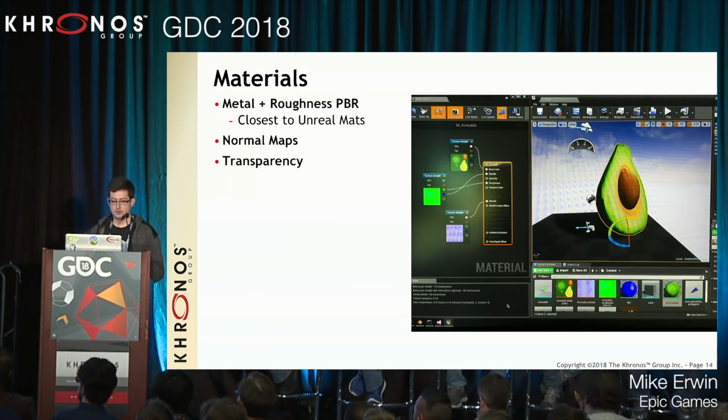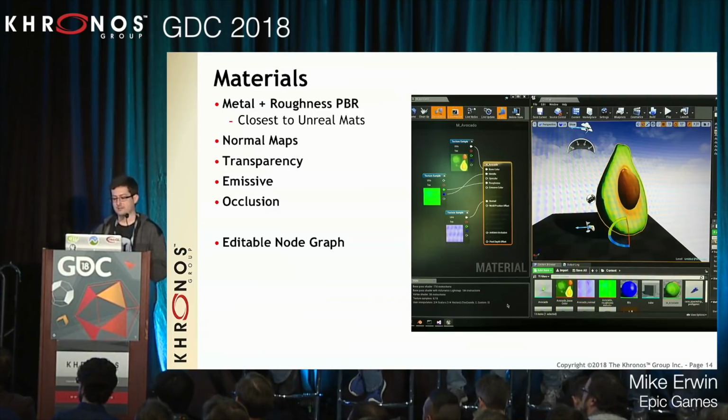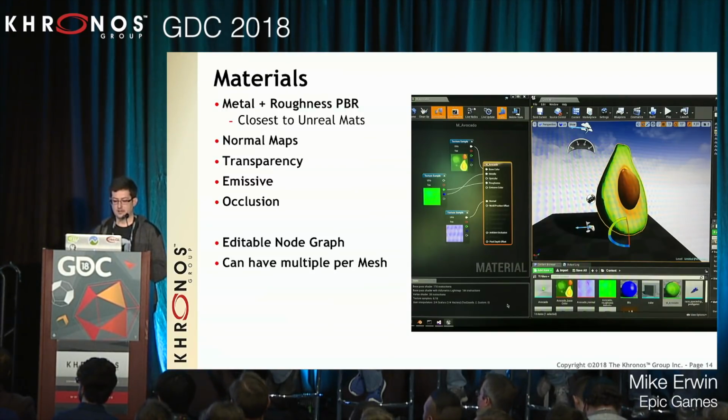And that comes with everything: normal maps, transparency, an emissive channel, baked occlusion maps. All this stuff just works right out of the box, and it's built into glTF, and it comes right into the engine. And it comes in as an editable node graph. So once you pull your materials in from glTF, you can tweak them, you can play around with them, you can add or enhance. You can have multiple materials per mesh. You can set those up in your modeling package, and those will come through just fine.